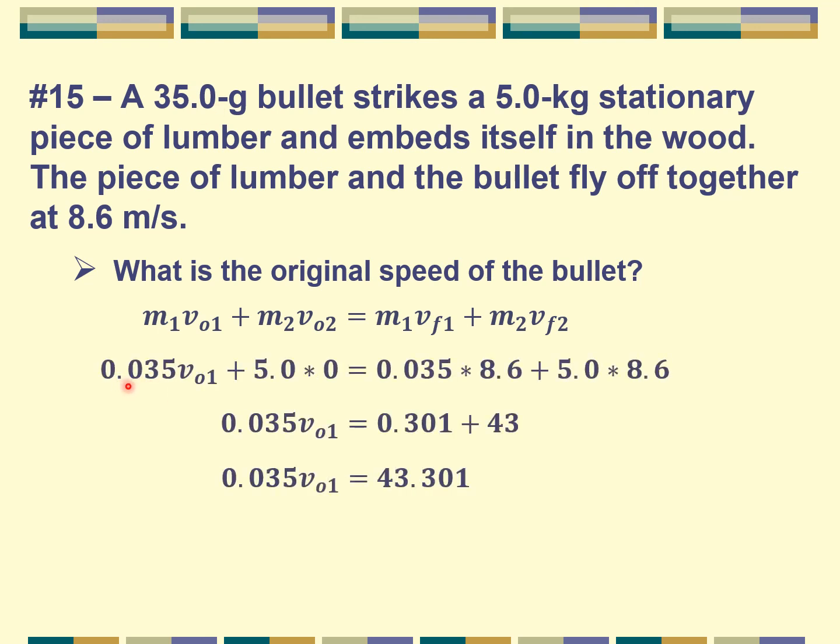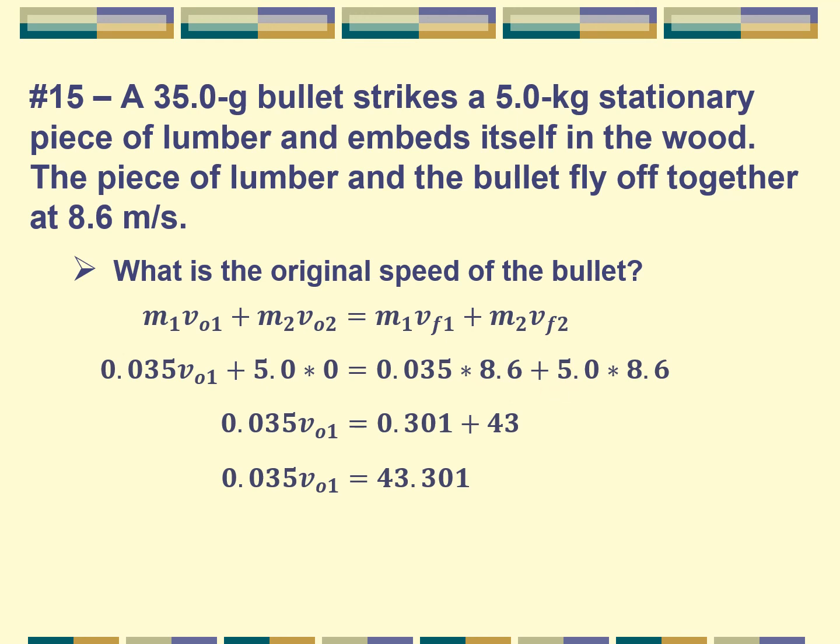We know that 0.035 is going to be the mass of the bullet times its initial velocity, which is going to be our unknown, plus 5 times 0. That's the initial velocity of the piece of lumber. So that's going to be 0, and then 0.035 times 8.6 plus 5 times 8.6, because the final velocity of both of them when they stick together is going to be the same.